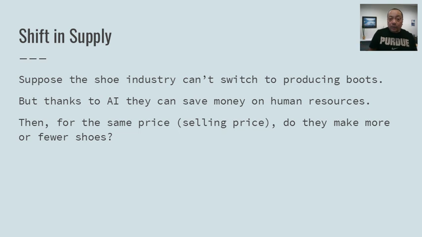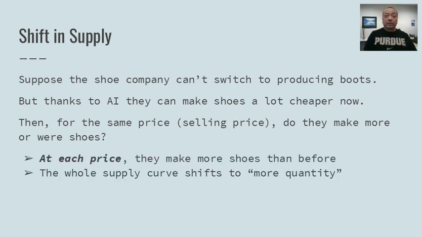Well, people want boots now, but suppose the shoe industry cannot switch to producing boots for whatever reason. But hey, thanks to AI, they can make shoes a lot easier, save a lot of money on human resources. The question is, for the same selling price, do they make more or less shoes? The answer is, at each price level, they make more shoes than before. They're saving money, so they can afford to make more shoes. The whole supply curve shifts to more quantity.